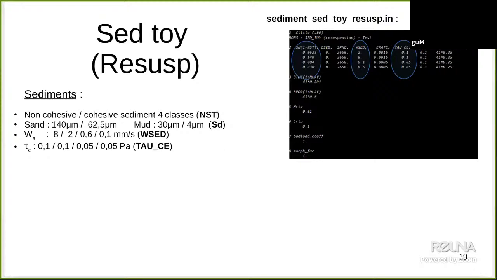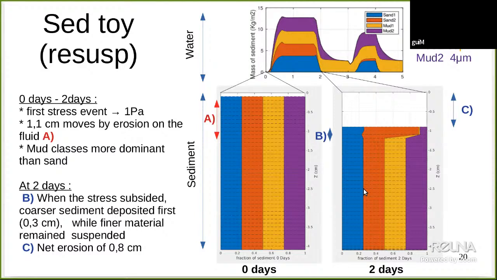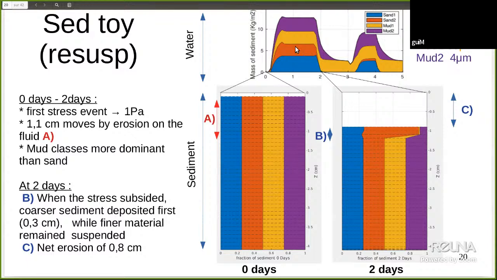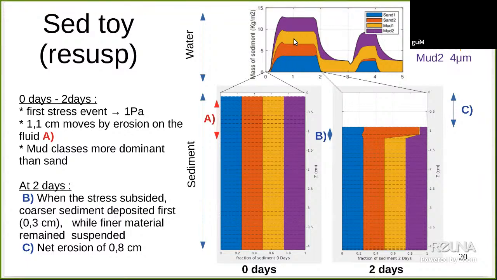So I will try to do it slowly. What happens if we have 2 events of stress? On the top, you have the water. You can imagine it's water. It's mainly the concentration of each sediment in the water. We are going from 0 to 5 days of simulation, and in color, blue and red are for non-cohesive sediment, and yellow and purple are for cohesive sediment.